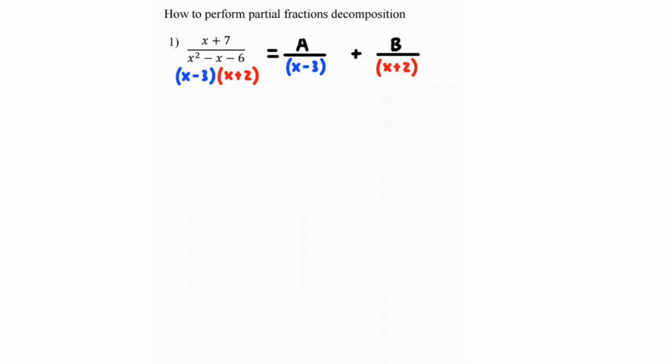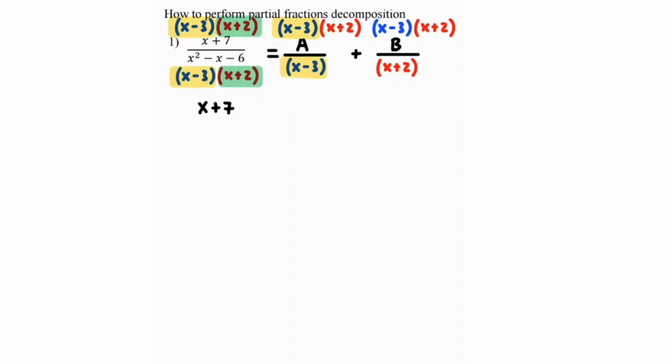To do this, let's multiply both sides by the original denominator, x squared minus x minus 6, or its factor form, x minus 3 times x plus 2. On the left side of the equal sign, the x minus 3 and x plus 2 will cancel, leaving just x plus 7. On the right side of the equal sign, for the fraction with the a, we notice that x minus 3 will cancel, leaving a times x plus 2. For the fraction with the b, we'll notice that x plus 2 will cancel, leaving b times x minus 3.